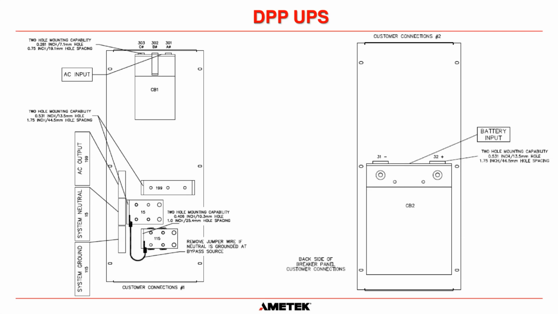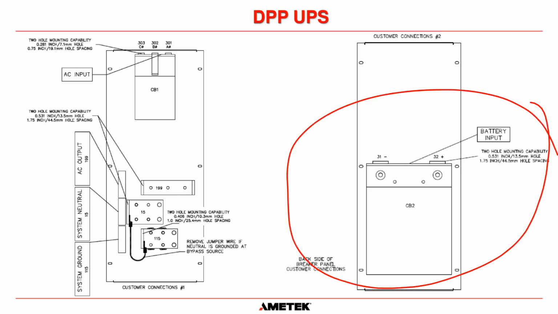Now for the battery input, this is where you connect your battery. Once again, it is on the back of circuit breaker 2, the DC input breaker. 31 is the negative and 32 is the positive. And I'm going to say it again. You must connect the correct polarity of the battery to the correct terminals inside this UPS. The positive of the battery goes to positive 32. The negative of the battery goes to negative 31.